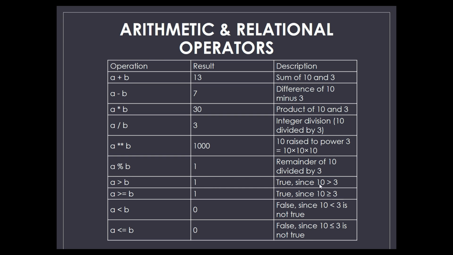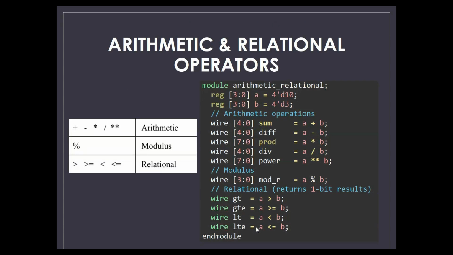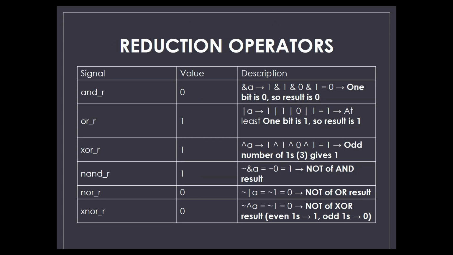Is A greater than B? Yes, true. Is A greater than or equal to B? Still true. Is A less than B? Is 10 less than 3? No, that's false, so the output is 0. And is A less than or equal to B? Still false, because 10 is not less than or equal to 3. The result is false.